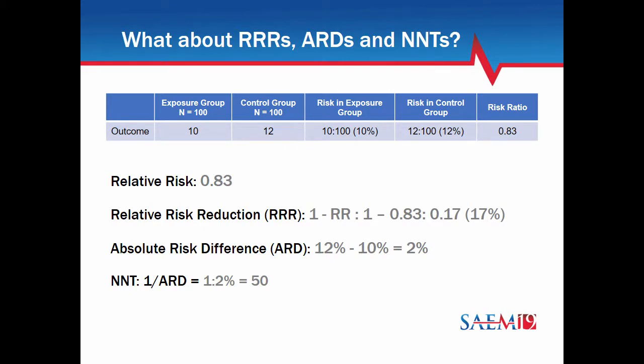If you want to present the risk reduction or risk increase, your best option is absolute risk difference, because it is very simple. It's an absolute number. If in one group the risk is 10%, and in another group the risk is 12%, your absolute risk difference is 2%. So you can tell your patients that if I give you this treatment, or if you do this procedure, your risk is going to go from 12% to 10%. You have 2% less chance of having the outcome.